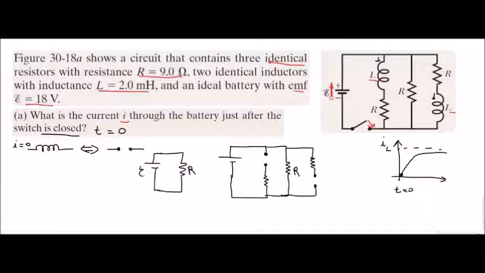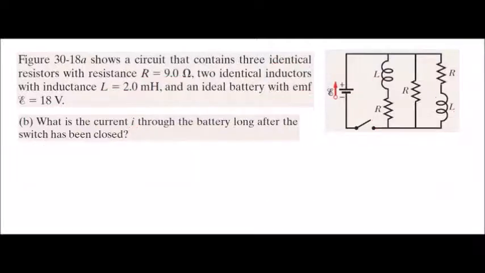And the question, what is it? What is the current in the battery? Well, that's very easy now. I equals E over R. So it gives you 18 divided by 9, just 2 ampere. That's the current in the battery when we just close the switch.